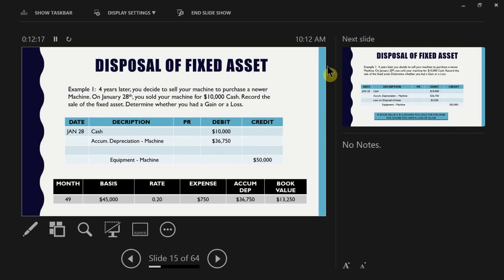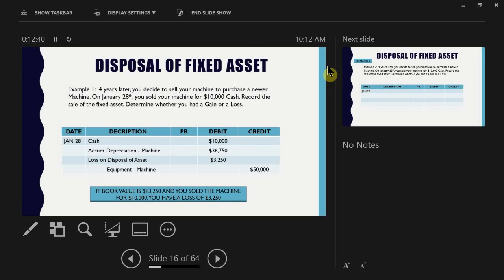Now, of course, when I gave you that little notion where at the end of the 49th month my book value should have been $13,250, if I solve for either or, the difference between 13,250 and 10,000 is 3,250, so I automatically know I'm going to have to record my loss as 3,250. Or I can do simple math where my debits match my total credits, and I would get the same exact answer.